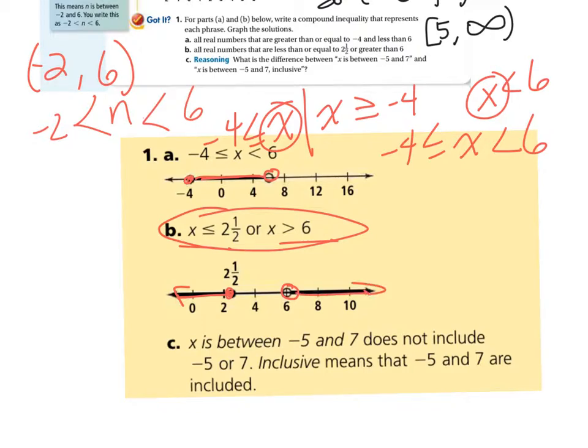C then, what is the difference between x is between -5 and 7 and x is between -5 and 7 inclusive? The inclusive means I include the 7 and the -5. So inclusive means that the dots are filled in, if you will, at -5 and 7. When I don't say that, it means that the dots are not filled in. It's not included.